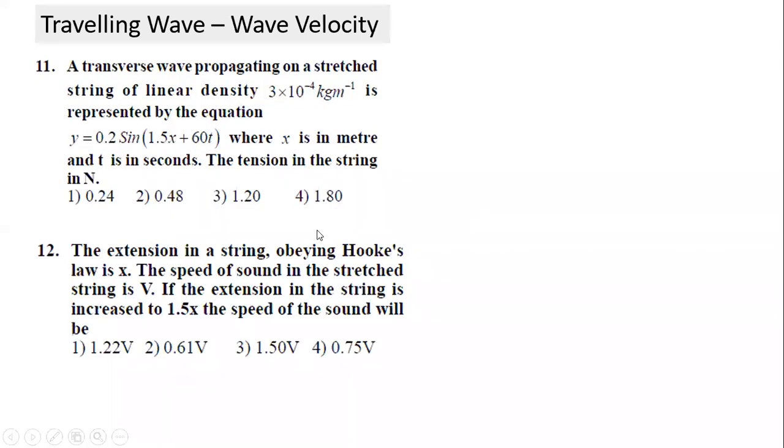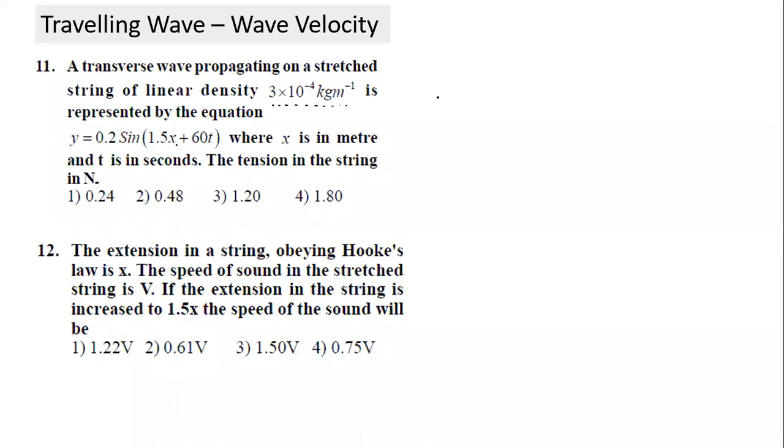Next question. This is again a transverse wave propagating on a string with linear density mu given in SI units. When solving a question in SI units, everything has to be in SI units. Here x is in meters and t is in seconds, so when we take the derivative we get the wave velocity in meters per second. We have to calculate the tension in the string. This is also a fairly simple question.